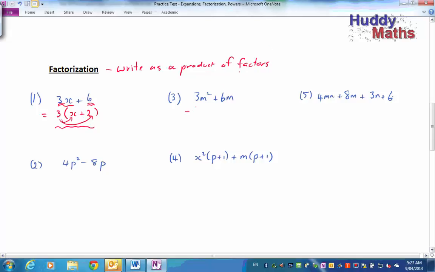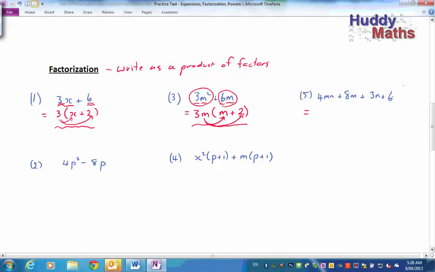Okay, so let's look at the next one. They both contain common factor of 3. They also both contain an m, so that goes out the front. Then you put a bracket. What do you multiply 3m by to get 3m squared? You need another m. Plus, what are you multiplying here by to get 6m? We'll need 2 times 3 to get 6. Already have the m, so that's all we need. So you can check your work with an expansion approach.